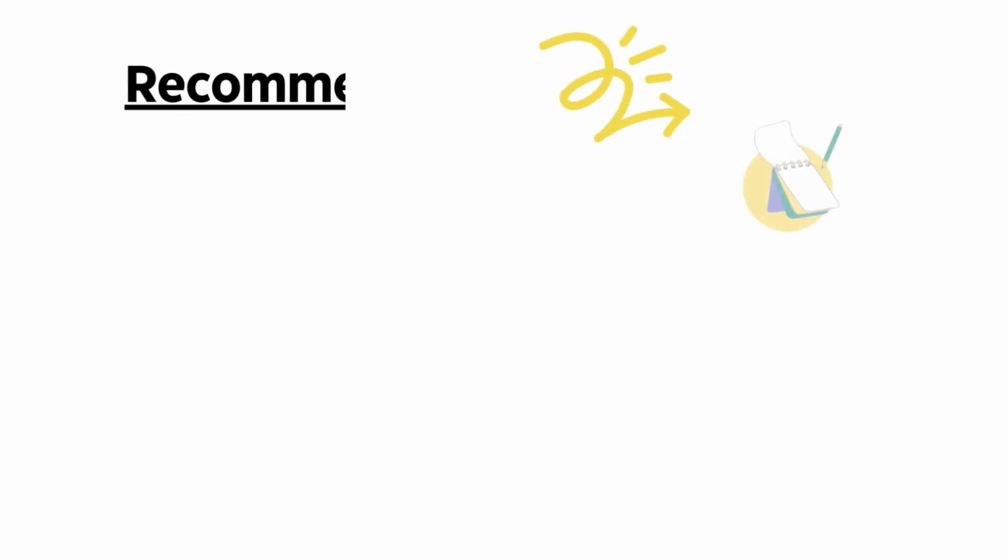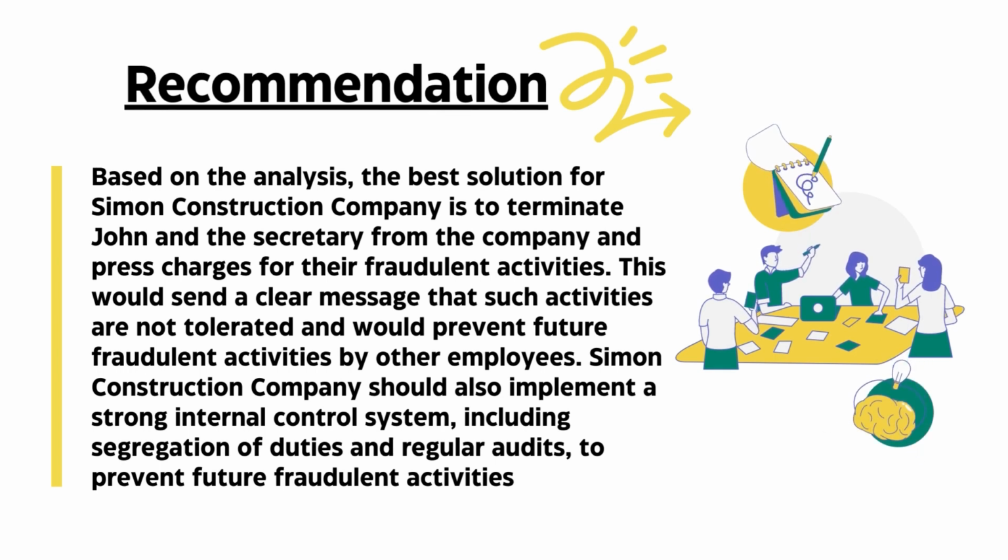So finally, what is the recommendation? Based on the analysis, the best solution for Simon Construction Company is to terminate John and the secretary from the company and press charges for their fraudulent activities. This would send a clear message that such activities are not tolerated and would prevent future fraudulent activities by other employees. Simon Construction Company should also implement a strong internal control system, including segregation of duties and internal audits, to prevent these kinds of fraudulent activities in the future.